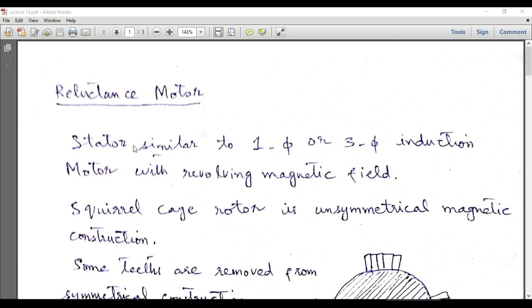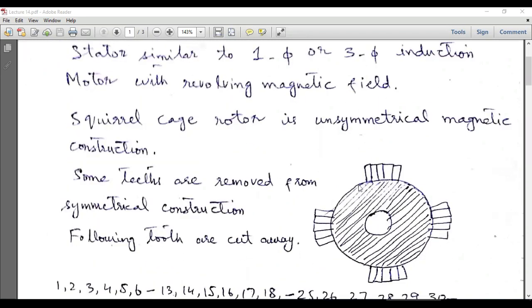So in the reluctance motor, the stator is similar to a single phase or a three-phase induction motor having the capability of revolving magnetic field. And it is a squirrel cage induction motor, which is actually an unsymmetrical magnetic construction. So this is a rotor of the reluctance or variable reluctance induction motor, and some tooth are actually removed from the outer periphery of the rotor. So squirrel cage rotor, and it is an unsymmetrical magnetic construction.